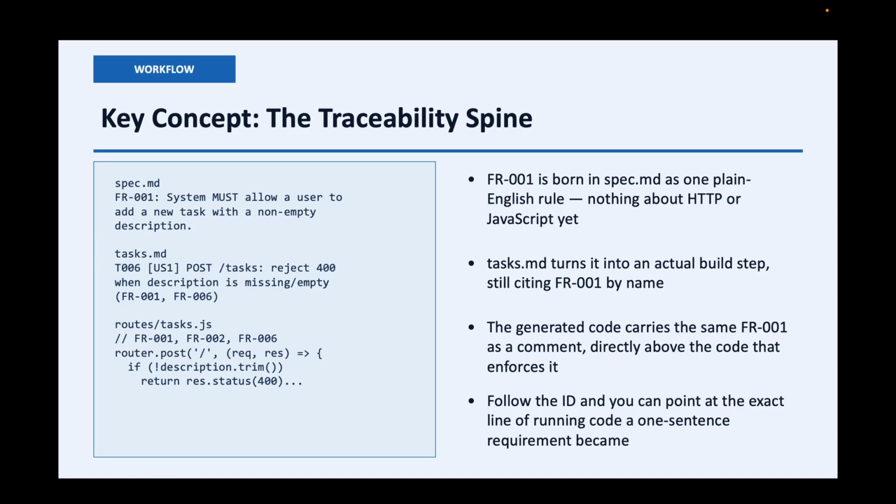When we go in creating the tasks, this is when we have an actual build step and we connect it back to the spec markdown. Here we're saying we need to create a POST endpoint, reject 400 when the description is empty or missing. We have this defined and we're connecting it back to the spec markdown. When we look into the generated code in that implementation, it's going to have that same task or same spec defined above the code that enforces it.